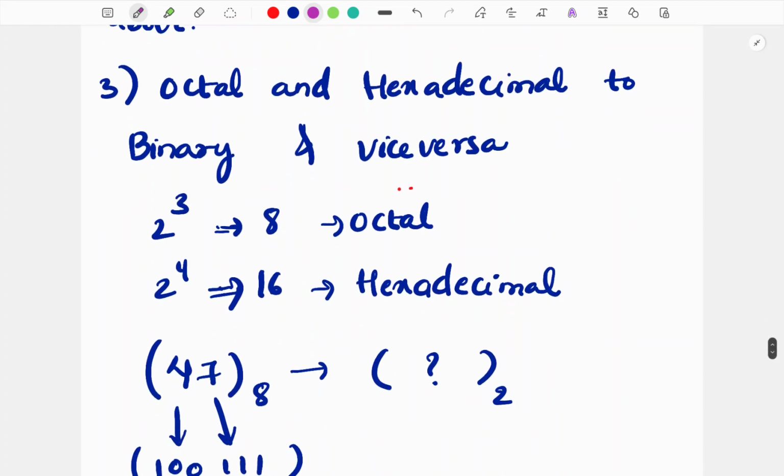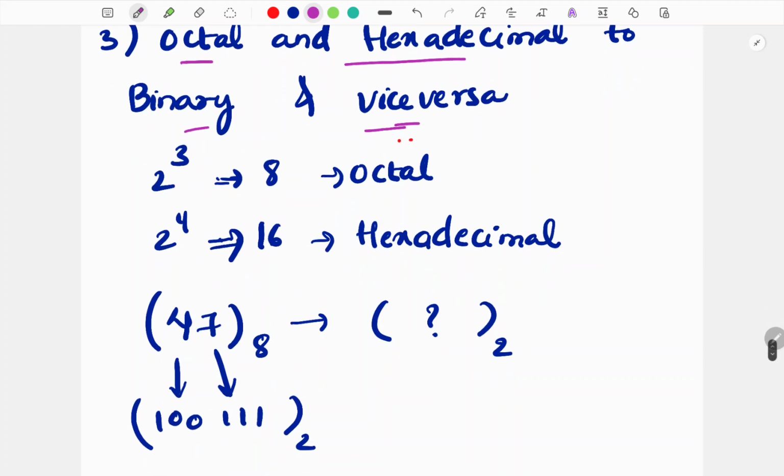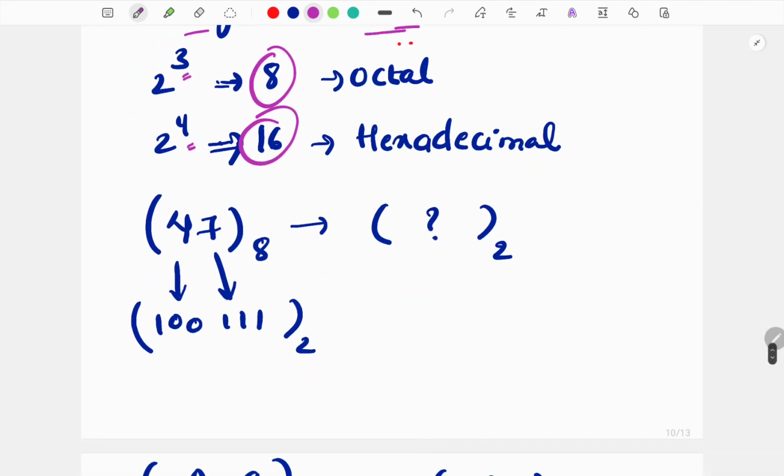The third case is octal and hexadecimal to binary conversion and vice versa. Generally, 8 is the octal base and 16 is the hexadecimal base, so these can be represented as 2 power 3 and 2 power 4. Whenever we want to convert octal to binary, we need to represent each octal digit in 3 binary digits. For example, 4 can be represented as 100, 7 can be represented as 111. This way we can convert octal to binary.